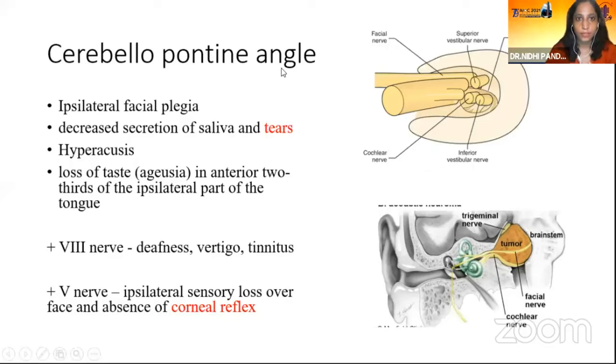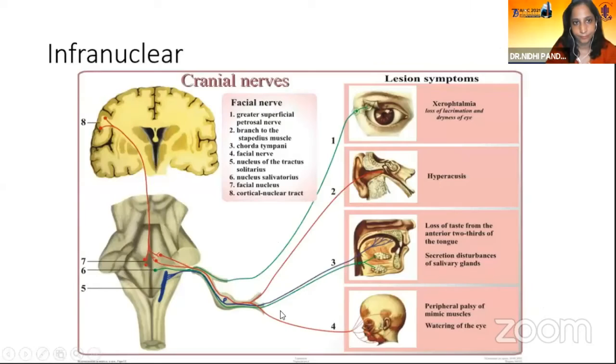Another common area where the nerve is exiting from the brainstem is the cerebellopontine angle, with lesions like the acoustic neuroma. These would be accompanied by all the gamut of features of facial nerve paralysis, along with eighth nerve involvement presenting as deafness, vertigo, or tinnitus, and or fifth nerve involvement presenting as ipsilateral sensory loss, which is tested by corneal reflex. So in any such patient, we have to test the lacrimation and the corneal reflex.